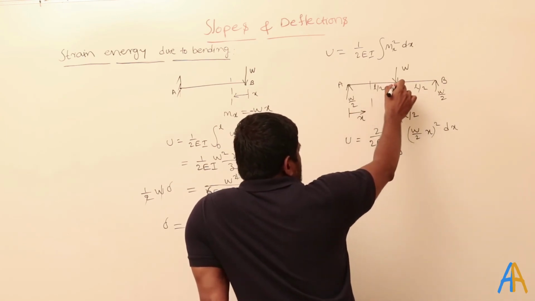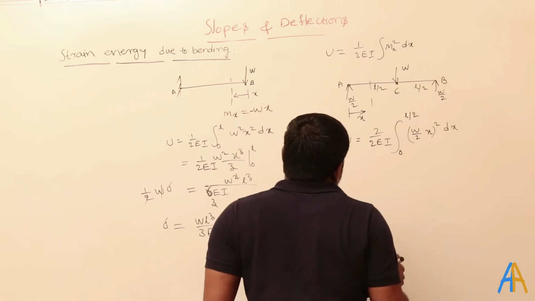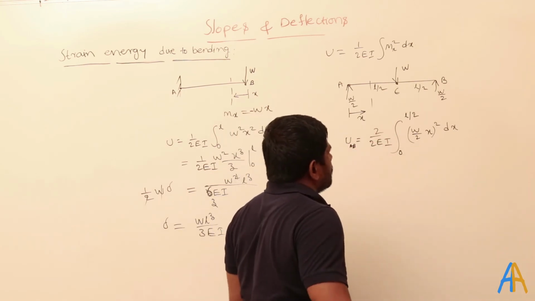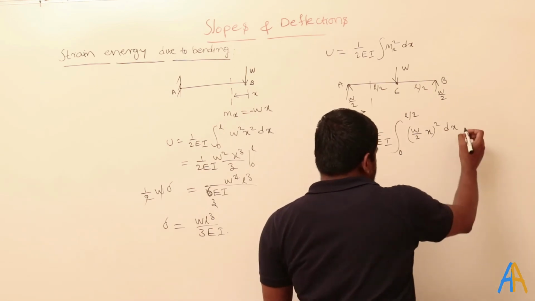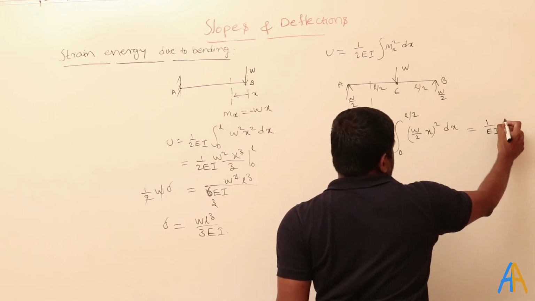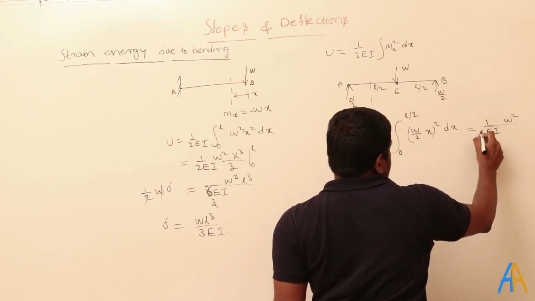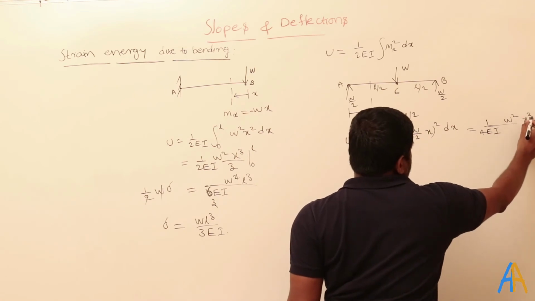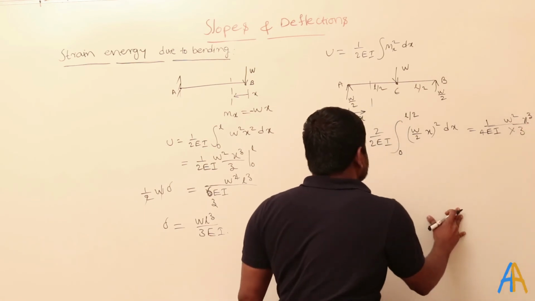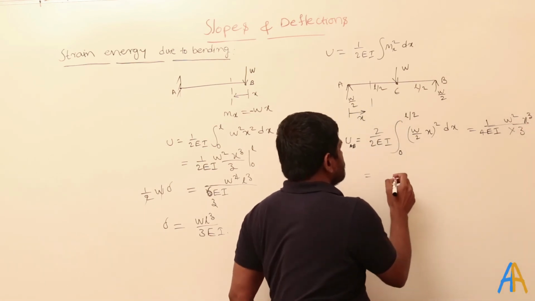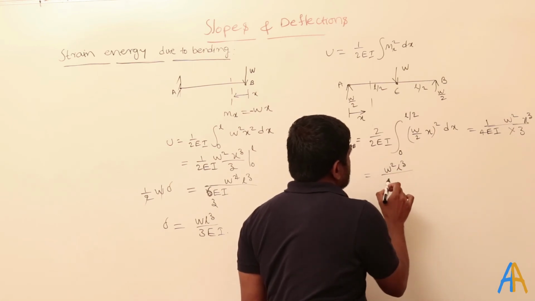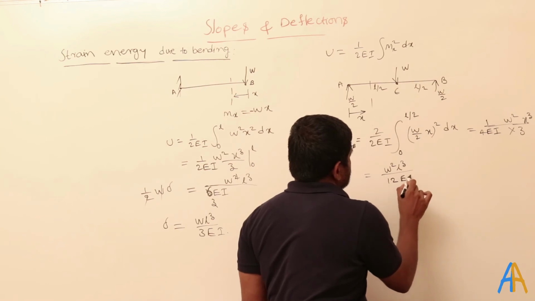That means A to C I will double so that I will get it for the entire AB. This is for the entire AB. Don't get confused, that's why I doubled it. So after integration, what is the value here? 1 by EI, W square divided by 4, x cube divided by 3, 0 to L. After substituting the integral values, it will become W square L cube divided by 12 EI.